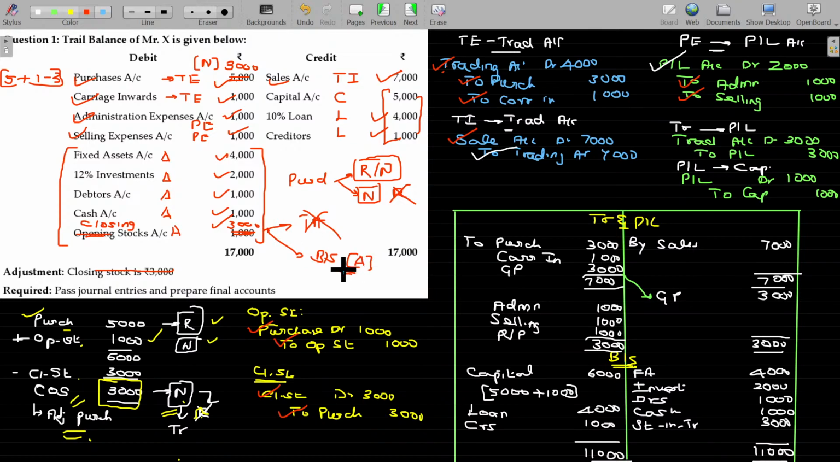Is that clear? So 2 points are noted here. One is purchases, whether it's real or nominal, I explained. Second one is, if the closing stock appears in the trial balance, how do I handle that? If the closing stock appears in the trial balance, that should be transferable only to the balance sheet, not in the trading account. Is that okay? Come on, make a note of it.